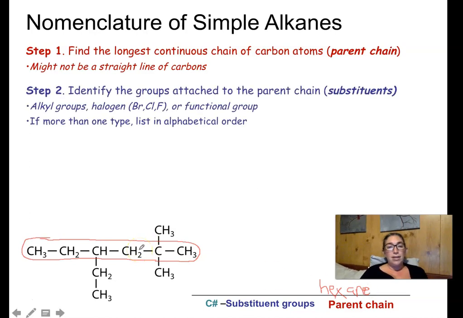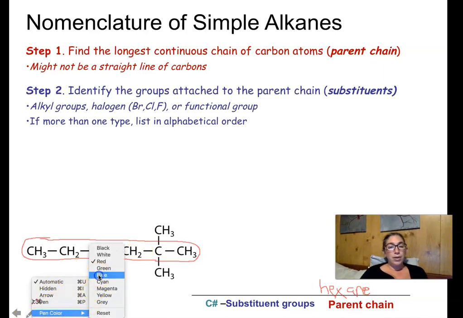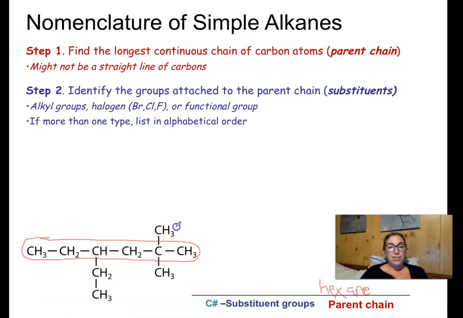Now I need to find the substituent groups. I'm going to color these in blue. All right, so there's the rest of the stuff sticking off this parent chain. There's a group right here. There's a substituent group right here. And there's the substituent branch group right here. All right, and I want to name each of these. So I'm going to name this one as a methyl. I'm just going to put meth. This one's also a methyl, CH3.